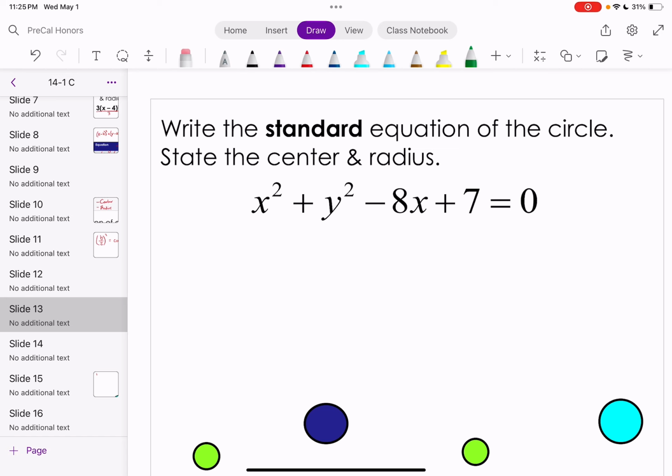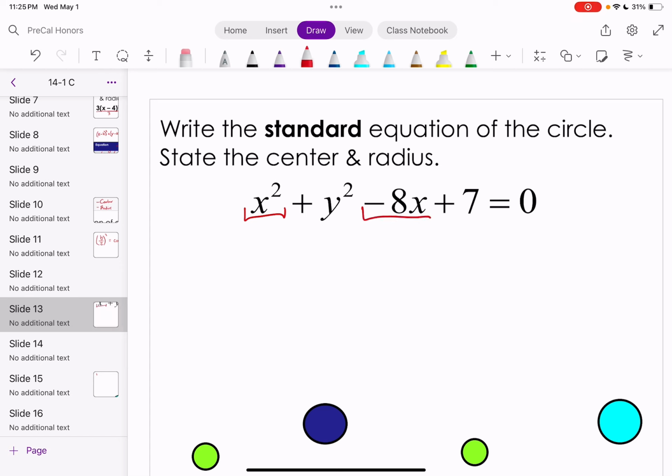Now, let's work on 13 together. First thing is, group our variables. We have our x squared minus 8x. We have y squared, which is alone, and we are going to subtract 7 from both sides.